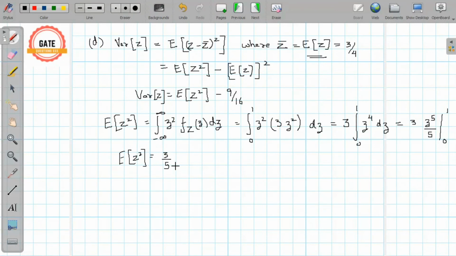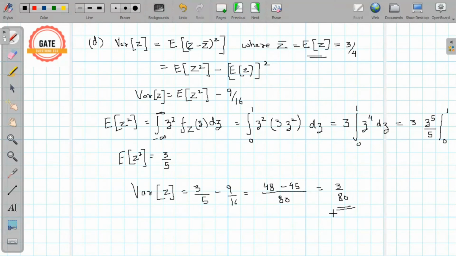So now we can put this value in this equation. So the variance of z will be 3 by 5 minus 9 by 16. So taking the LCM, which is 80, it will be 48 minus 45. So that will give us 3 by 80. So this is the answer to part D.